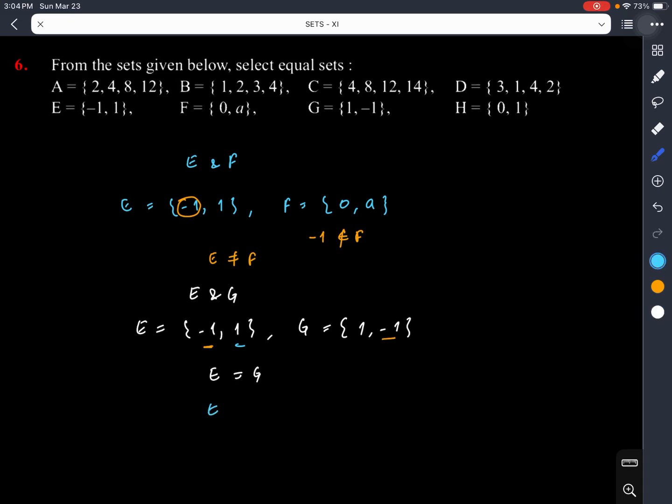Now let us compare set E with set H. Again E has elements -1 and 1, and H has elements 0 and 1. Here one can see that -1 is an element of set E, while -1 does not belong to set H. So these two sets are not equal.